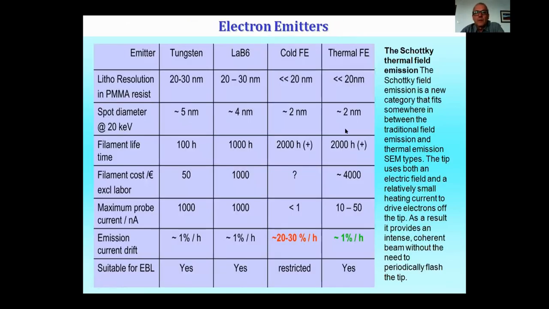Also important is the source of electrons, the emitter. In current lithography machines and also scanning electron microscopes, thermal field emission sources are used, which have low probe current, but very good resolution, up to 1 nanometer. But in variable shaped beam systems, lanthanum hexaboride is also used, because there is a significantly larger probe current, which is important for throughput of lithography.